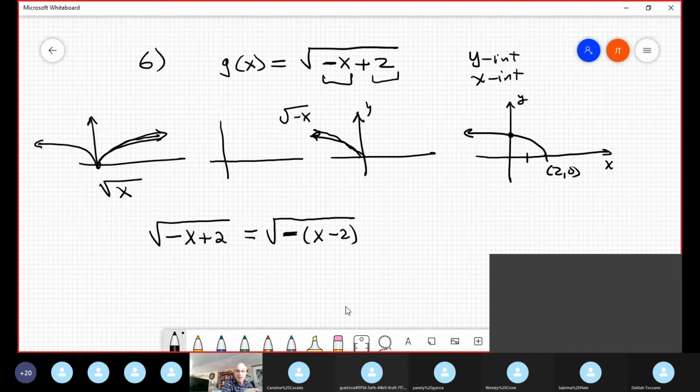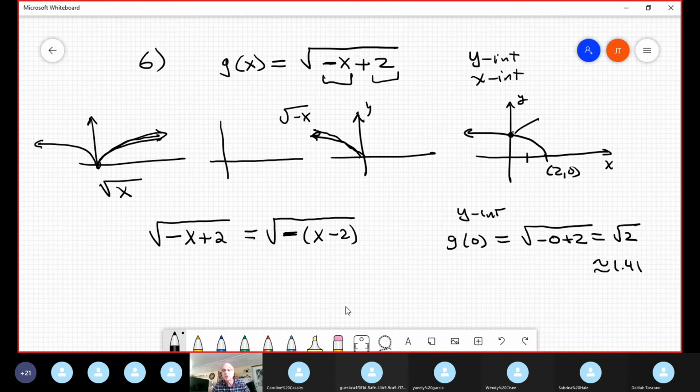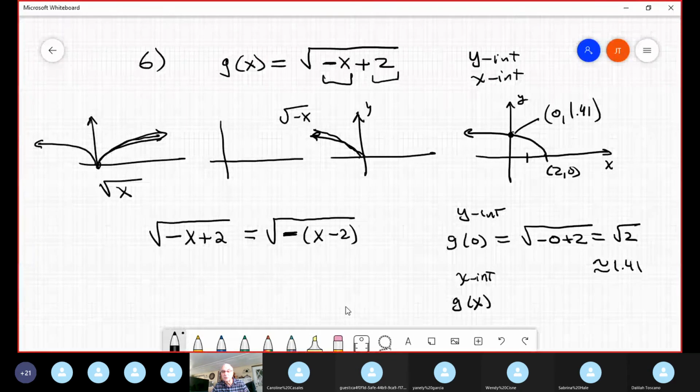Now, I want to determine by curiosity the y-intercept, which is the function evaluated at 0. So, square root of minus 0 plus 2. And this is square root of 2. And the square root of 2 approximation in decimal is 1.41. Okay, I suppose it's this point. This point is the point 0,1.41.